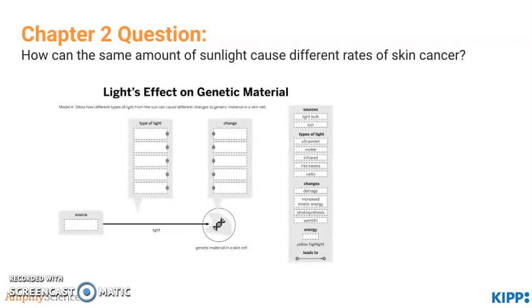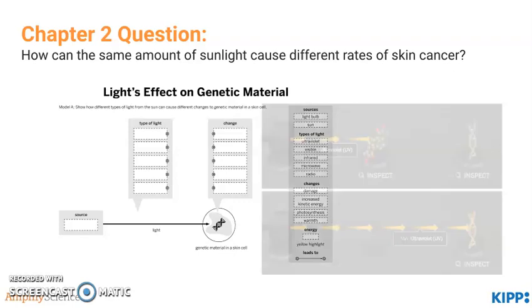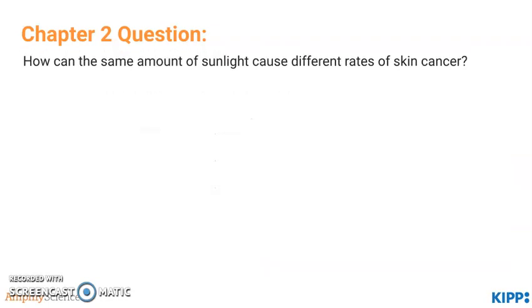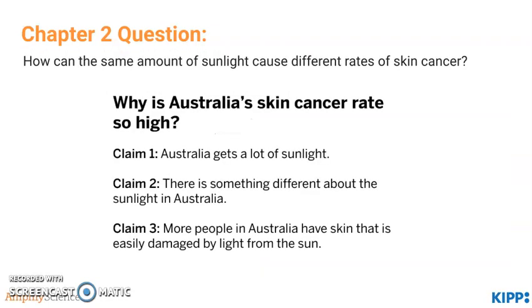Next, through various texts and models, students learn about melanin. They look at evidence that proves that melanin protects against skin cancer by absorbing UV light. To end the chapter, students return to the claims about Australia's skin cancer rates.